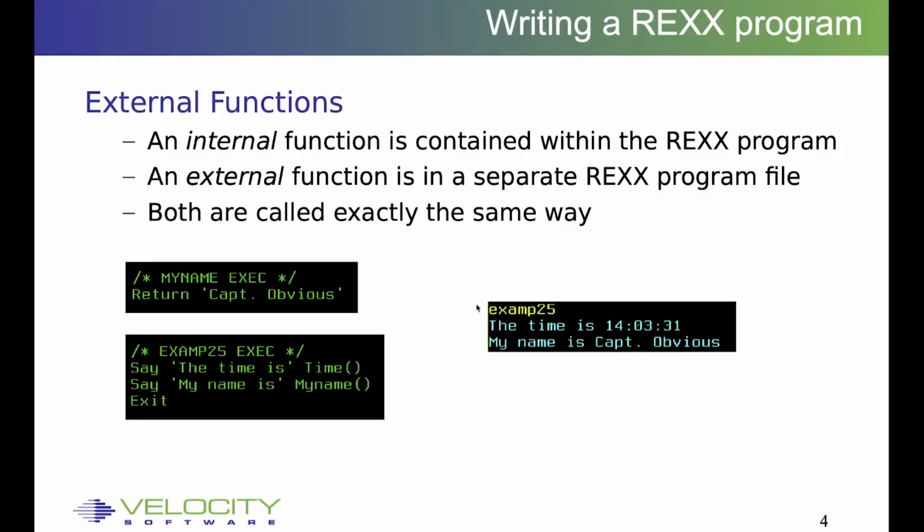And in the output on the right-hand side, we run our example 25 exec, and the result of the time function is whatever the current time is in the first display. And the second display, it just provides the output from the myNameExec, which is a function called from the main program. That's, in a nutshell, very much how external functions work.